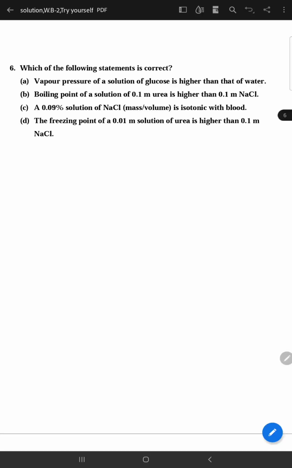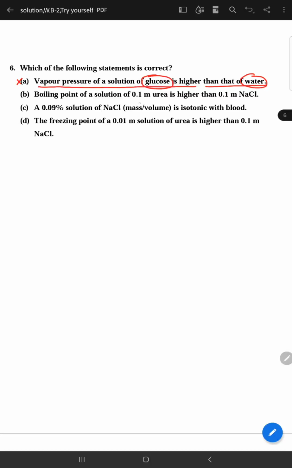Which of the following statements is correct? Correct statement, remember. You read one by one. Vapor pressure of solution of glucose is higher than that of water. So it is wrong because glucose is a non-volatile solute. When it is dissolved in water, the vapor pressure should decrease. So it is not higher than that of water. It is a wrong statement. But we have to select the correct statement, remember.